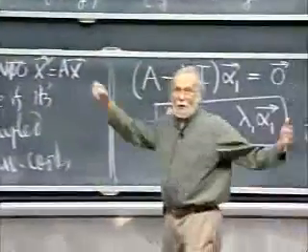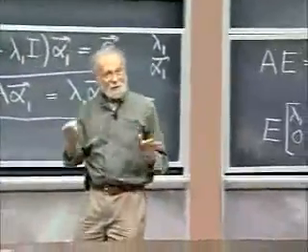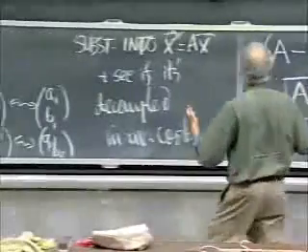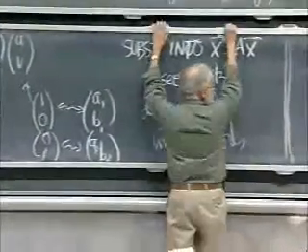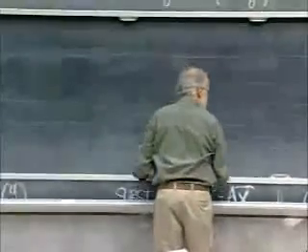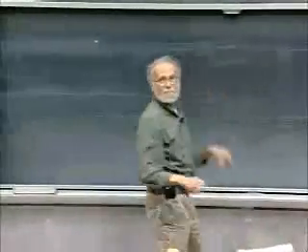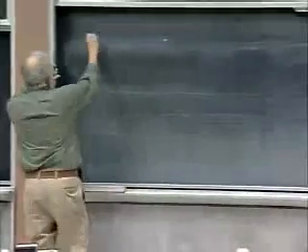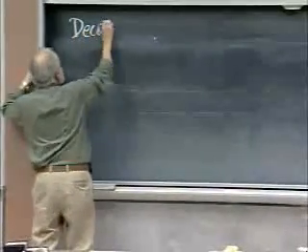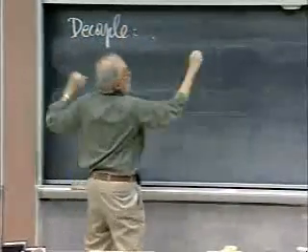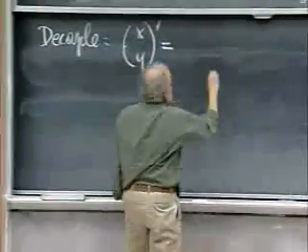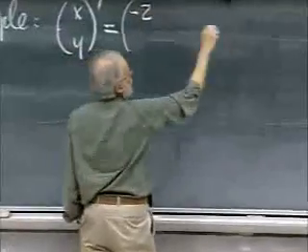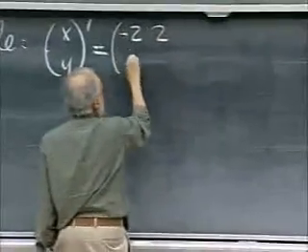Okay, we have just enough time to actually carry out this little program. It takes a lot longer to derive than it does actually to do. So let's do it for this system that we were talking about before. Decouple the system: (x, y) prime equals the matrix -2, 2, 1, -1.